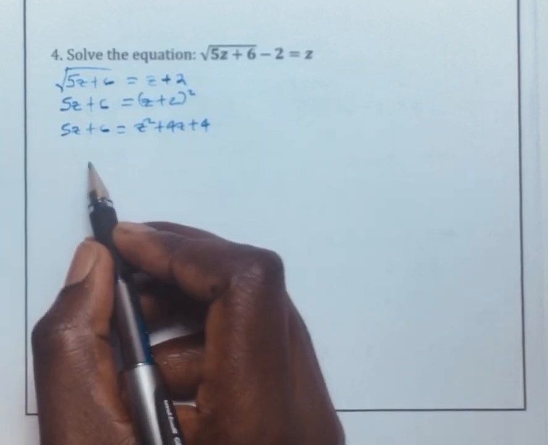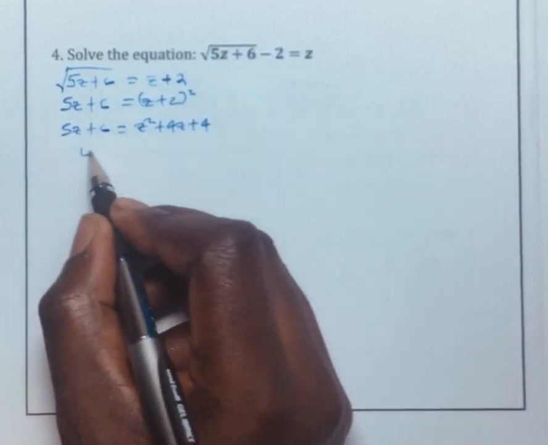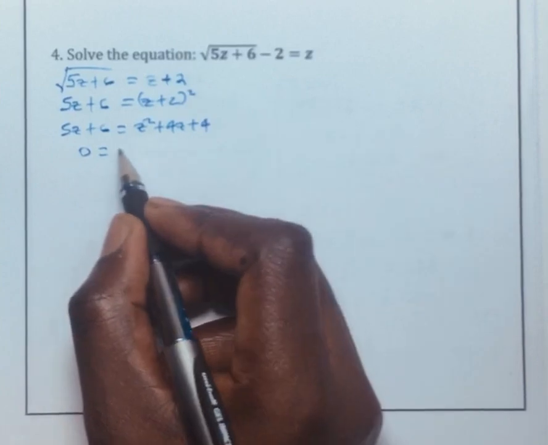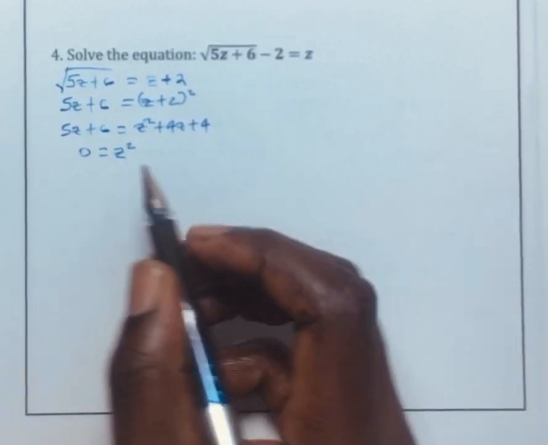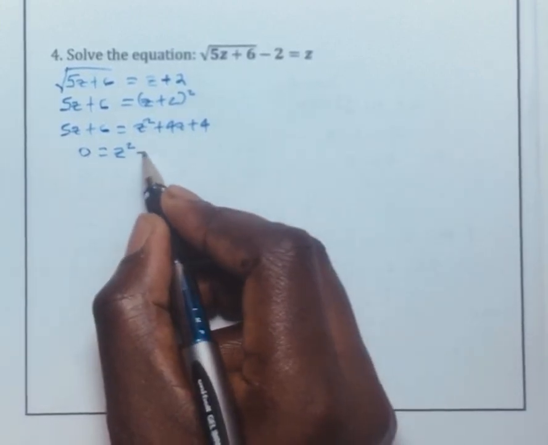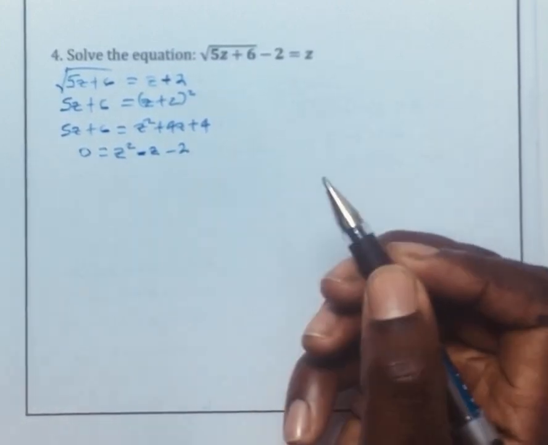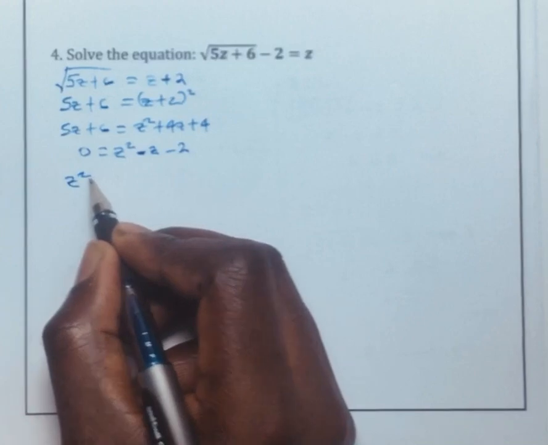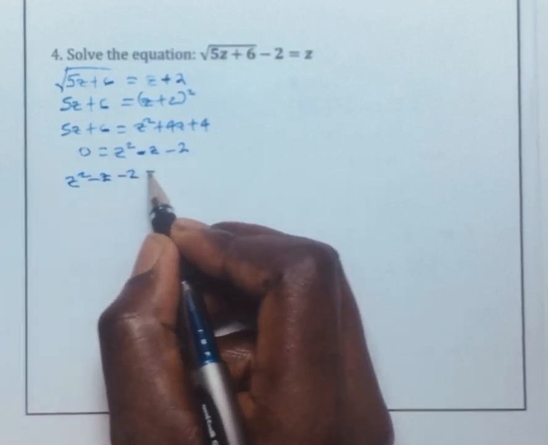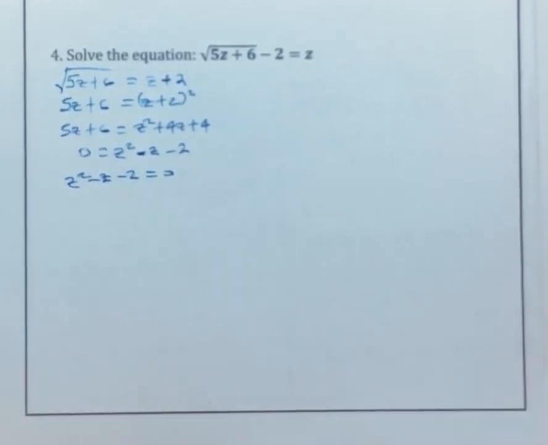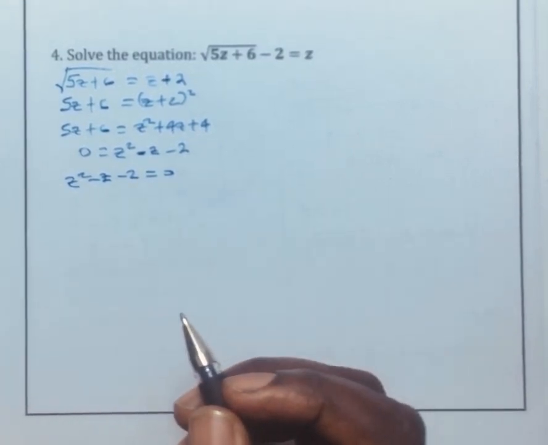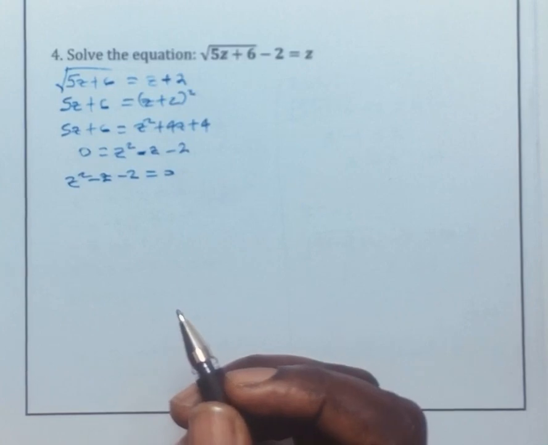So we can rewrite this as 0 is equal to z squared minus z minus 2. So it means z squared minus z minus 2 is equal to 0. So this is a quadratic equation. We can solve it using any method, so let us try using the factorization method.